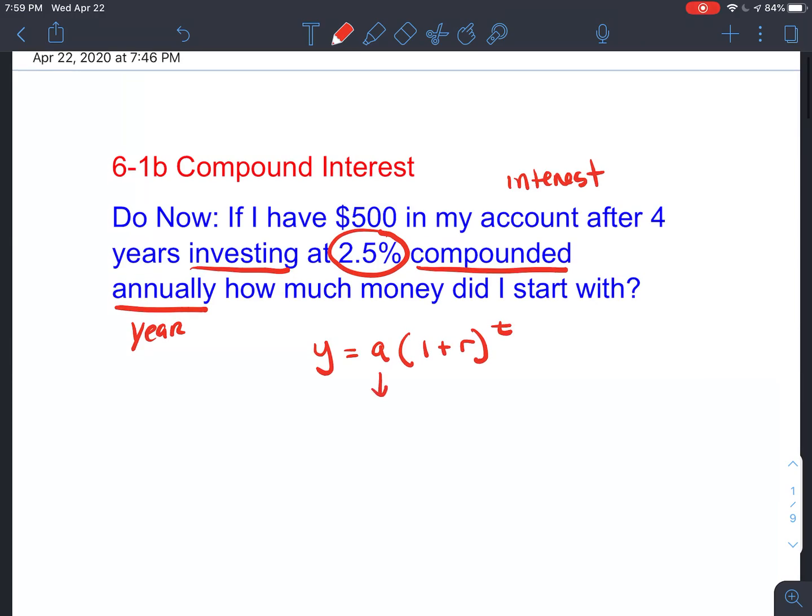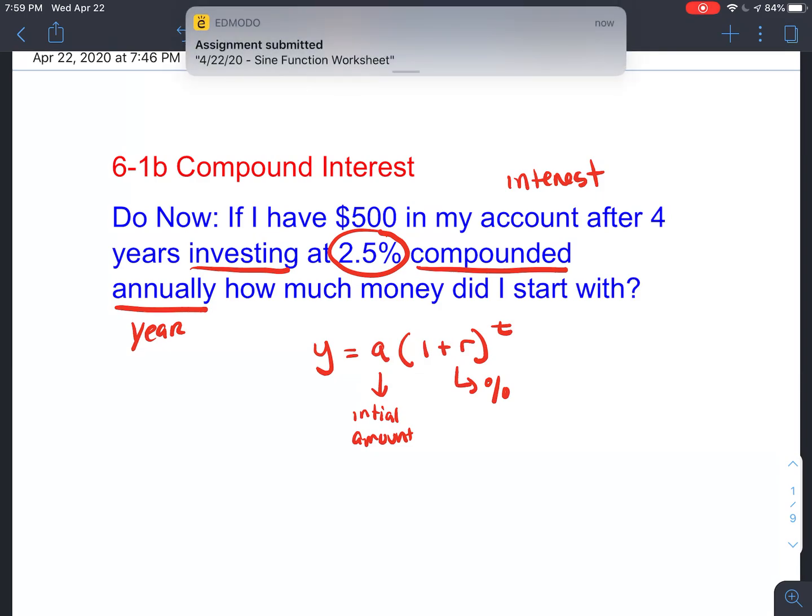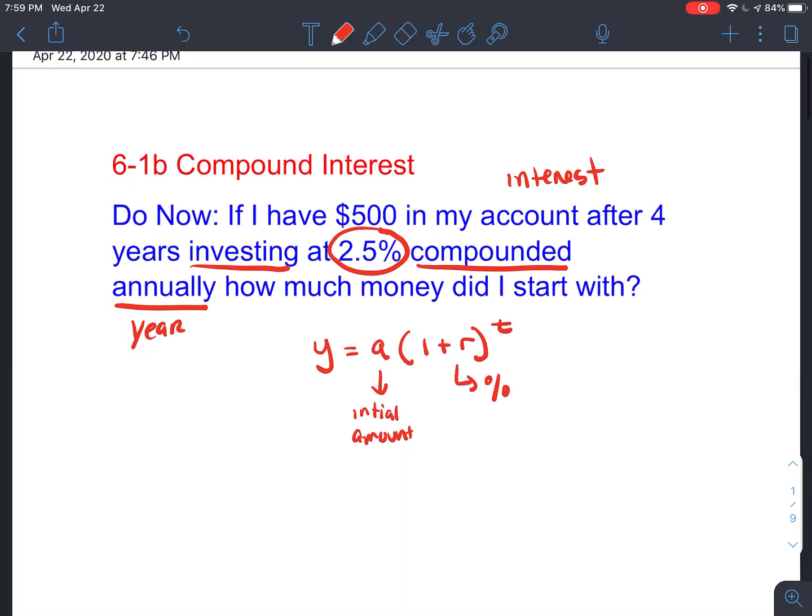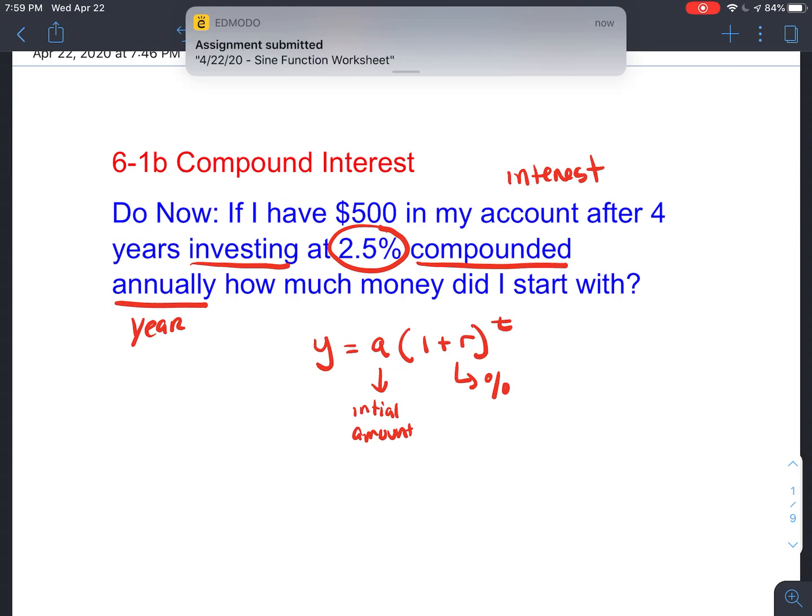That looks like this, right? Y is equal to A, which is an initial amount, times 1 plus R, which is our growth rate with a percentage, right? The R is a percentage in decimals, and when we add it to the 1, we know we are increasing.